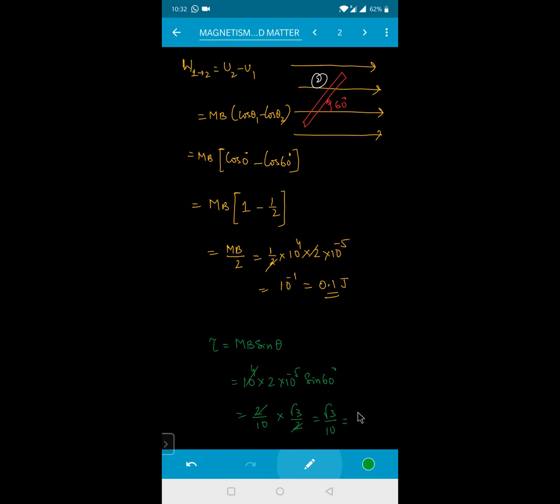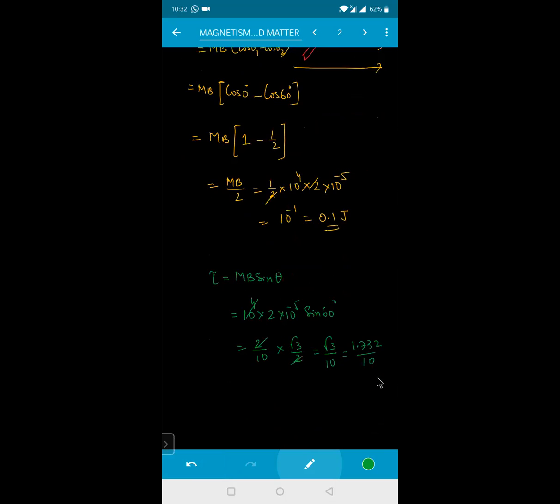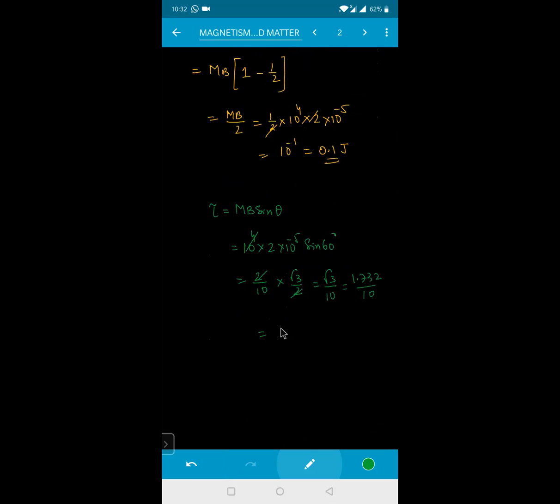Root 3 value is 1.732 divided by 10. It will go up, so it will become 10 to the power of minus 1. That means 0.173 Newton meter. So this will be the torque. Is it clear, beta? Yes, sir. I hope this problem is clear.